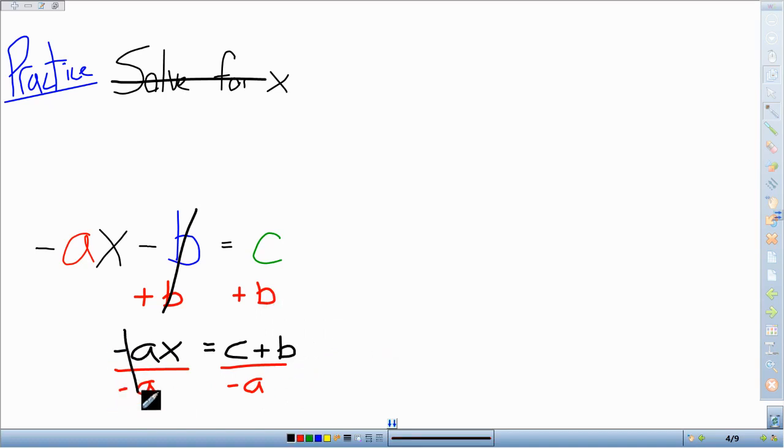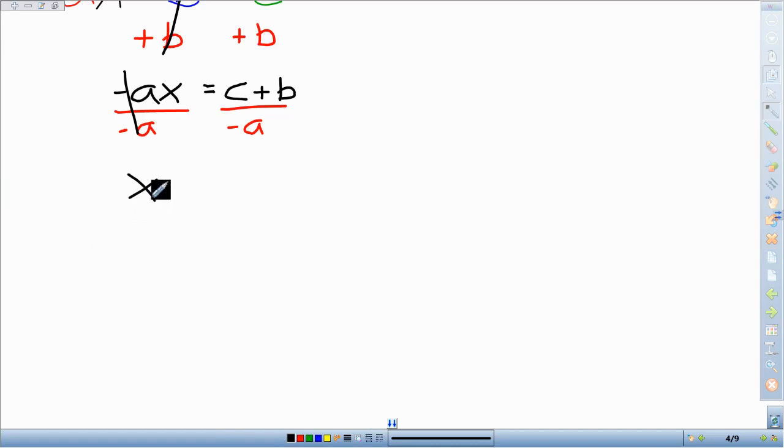Okay, so they're gone, and we got x equals, we'll write it the simple way first, c plus b over negative a. Okay, but let's also write the other way, x equals c divided by negative a, and then b divided by negative a.